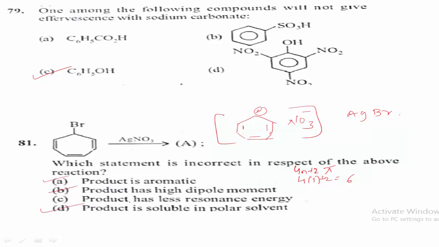But the product has less resonance energy? No, students, the product has high resonance energy here. That is the main point. But here they have given an incorrect statement. Therefore your correct answer is option C. Option C is the correct answer, because they asked for the incorrect statement here.